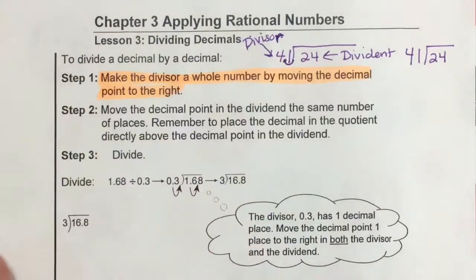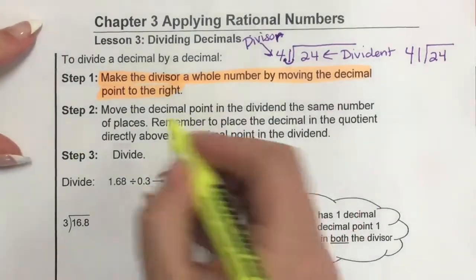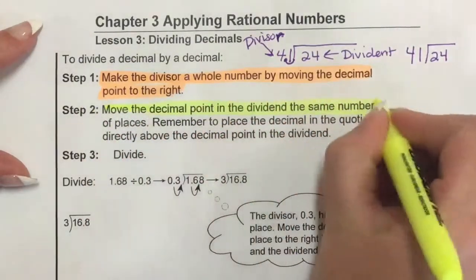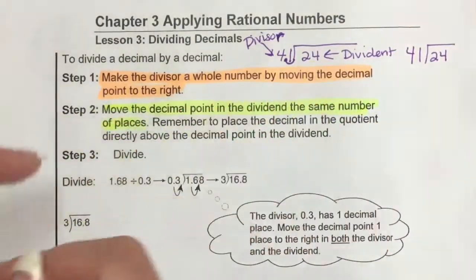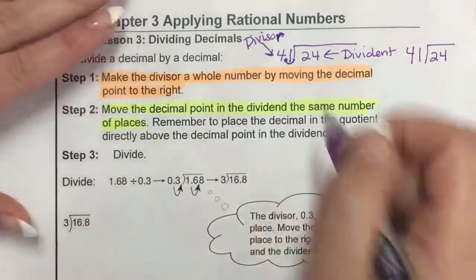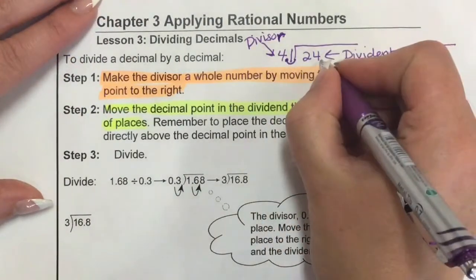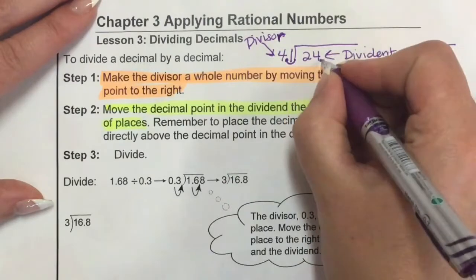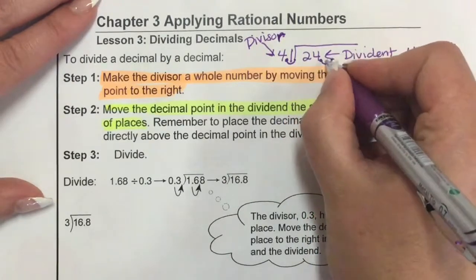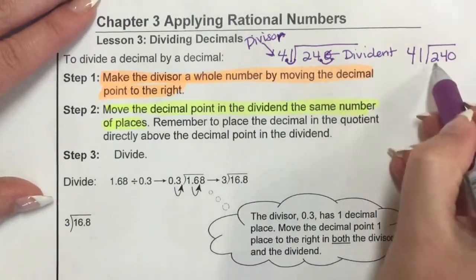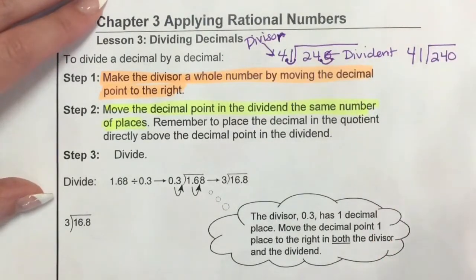Then step 2 states move the decimal point in the dividend the same number of places. So if we moved the decimal to the right one place in the divisor, we're going to have to do the same thing here in the dividend. We're going to move it one place. And if there is nothing there, that's where you put a 0. And so it becomes 240 divided by 41.